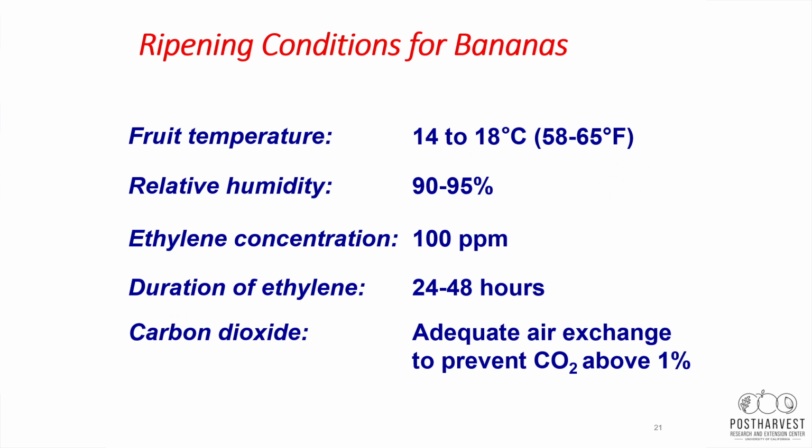So in summary, ripening of bananas should occur between 14 to 18 degrees Celsius, or 58 to 65 degrees Fahrenheit. Use high humidity because of that abrasion damage. Use ethylene at 100 parts per million. The duration of the treatment is 24 to 48 hours, depending on how fast you want to move the bananas to retail, in combination with temperature. And as with many other talks that you've heard today, you want to keep the carbon dioxide below 1%. So that was the last slide.